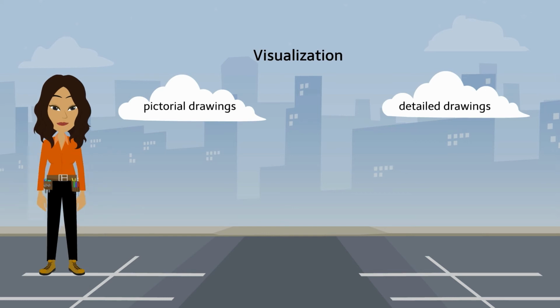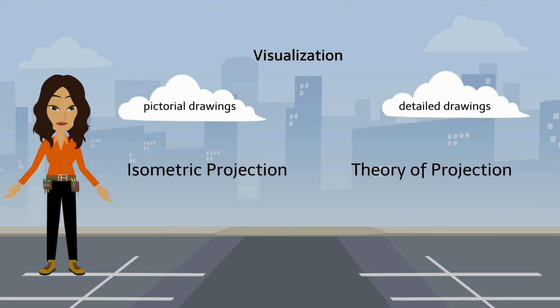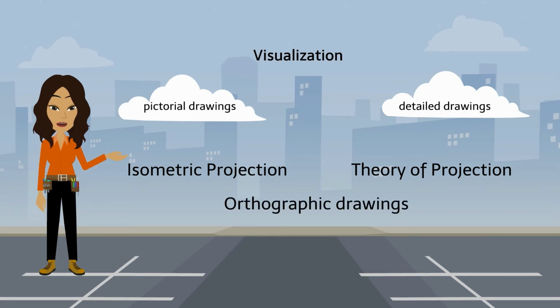There are two basic types, and they are isometric projection and oblique projection. Detailed drawings are also called orthographic drawings. An orthographic drawing is a series of two-dimensional drawings that show various views of the object. The views used most often are the front, top, and side.